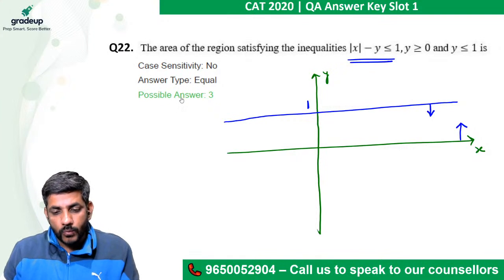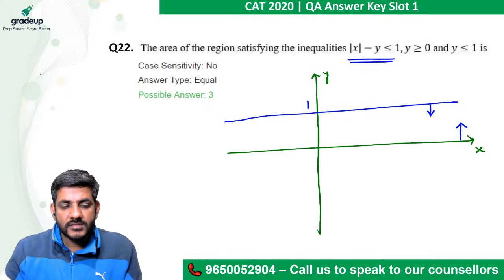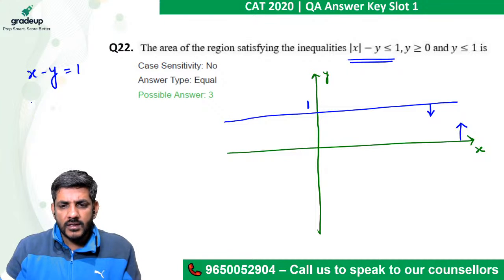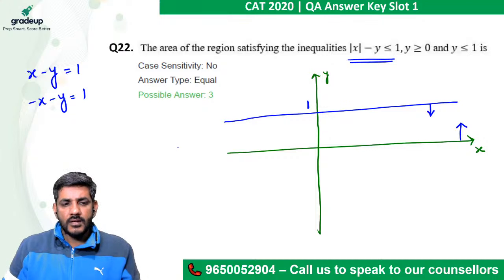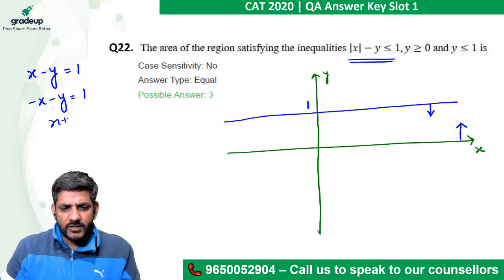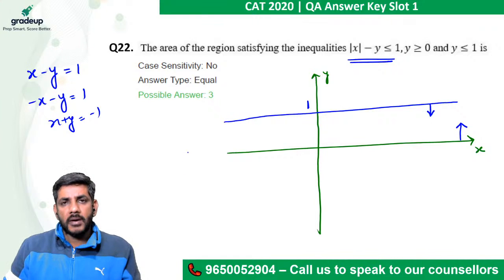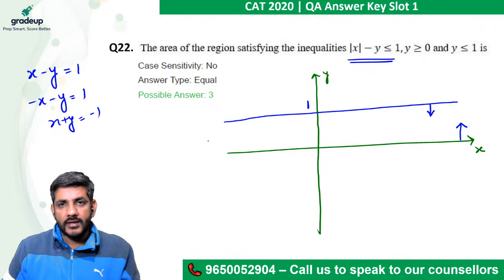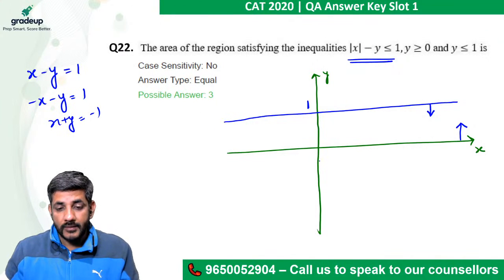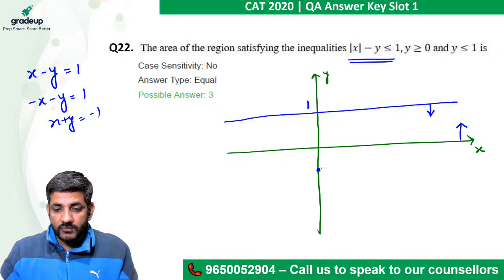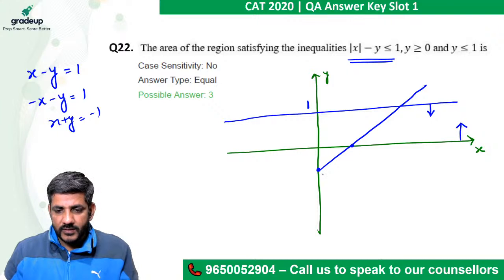So how do we work with it? See, the point is mod x minus y is equal to 1. Once, take x as positive, you will have x minus y is equal to 1. Once, take x as negative, that is minus x minus y is equal to 1. The second one you can say x plus y is equal to minus 1, or x minus y is equal to 1. So x minus y is equal to 1 would be a line like this. Okay, it is passing through 0, minus 1.